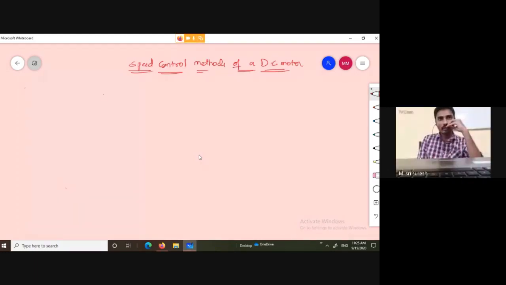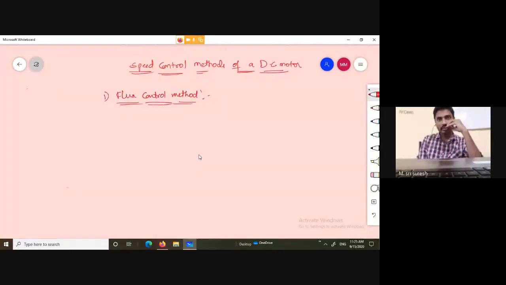So now we'll see about a flux control method. First method is a flux control method. So how many ways can we change the speed? Two ways. Of a DC motor, we can control the speed in two ways: either by varying the flux, or by varying the back EMF value. So we'll see the first method.